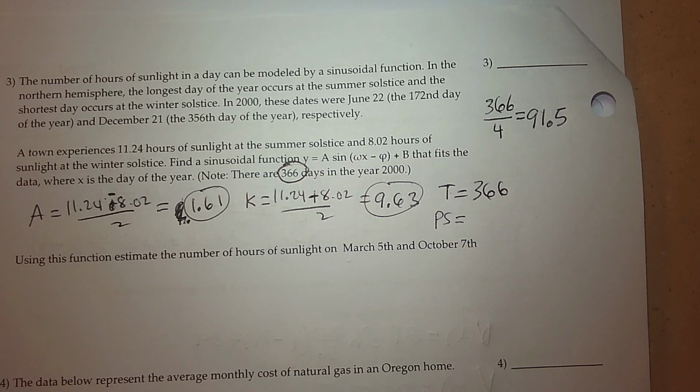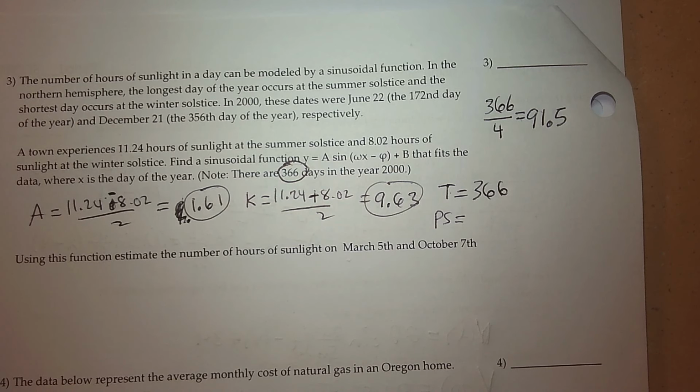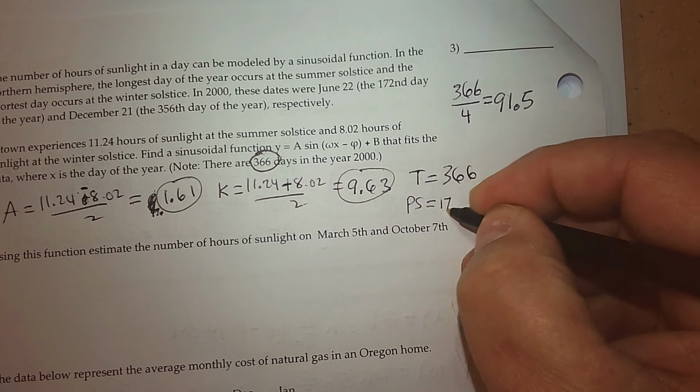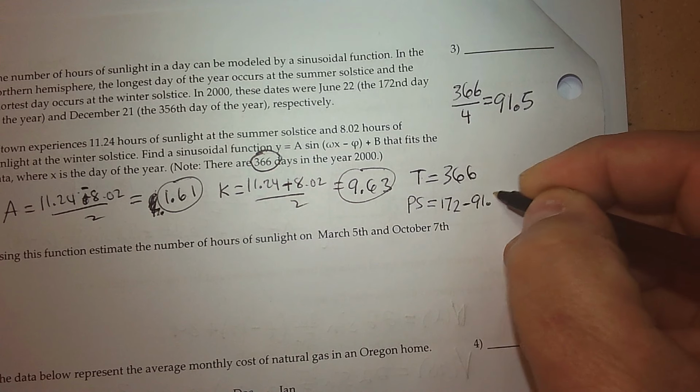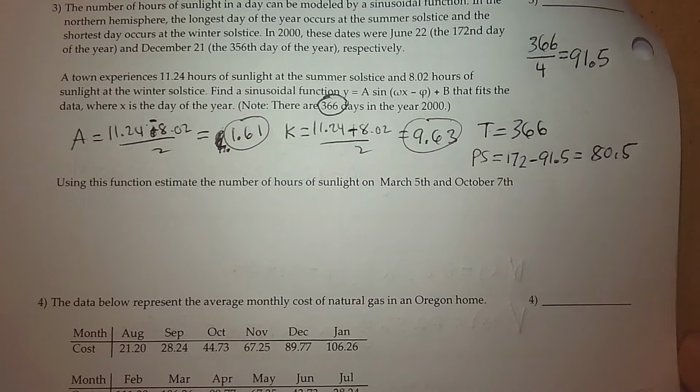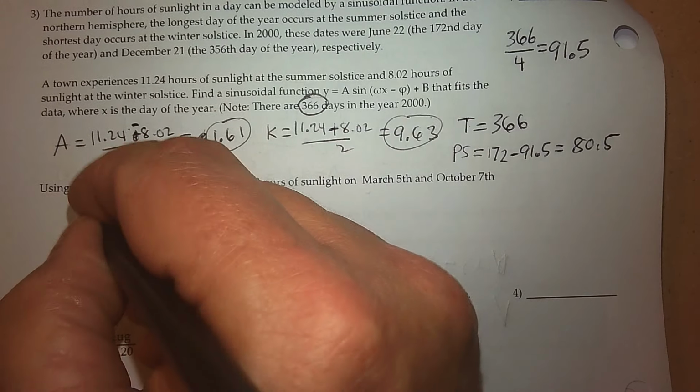So what am I going to do with this number to figure out my phase shift? If that's the top of my wave, I want to go back, right? So what would I do with these two numbers if I want to go back? Subtract. So can you subtract 366, subtract 91.5? Or no, sorry, 172, subtract 91.5. And what's my phase shift? 80.5. So now let's write an equation for this.